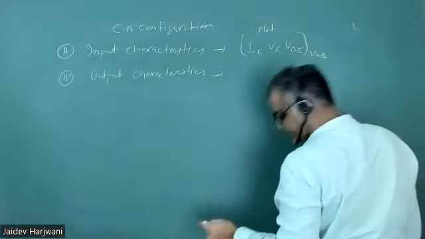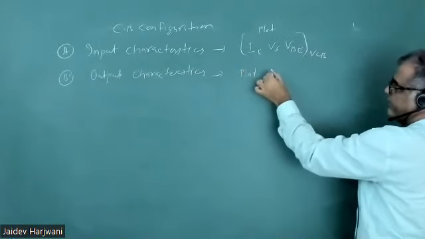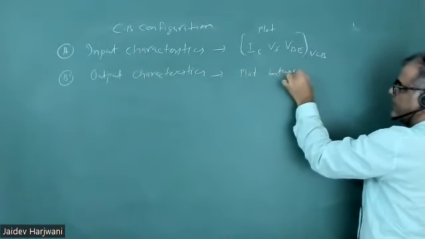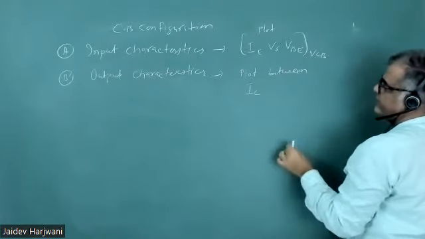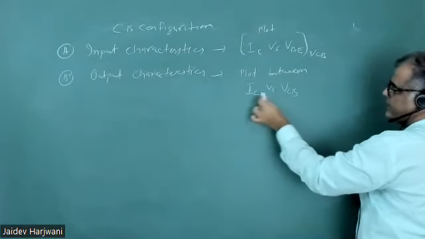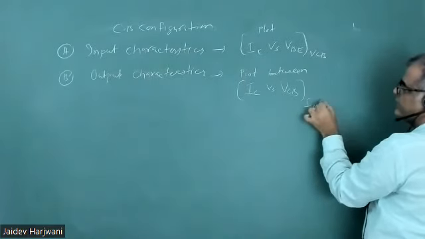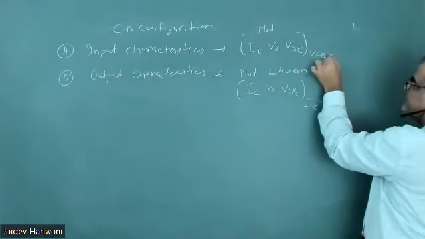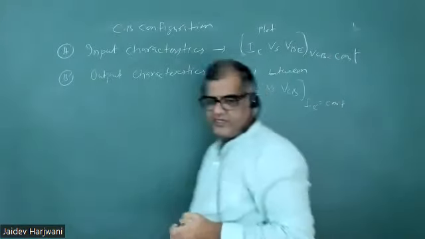And the plot between output current, which is IC, versus output voltage VCB, keeping input current IE constant, those graphs are called your output characteristics.